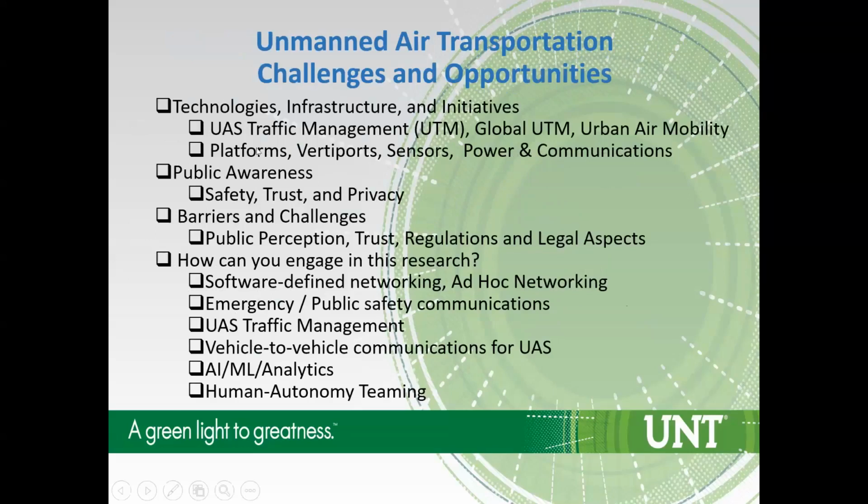In terms of technologies, infrastructure, and initiatives, the primary thing is that the entire world, all civil aviation organizations, are currently working on what we call UAS traffic management. It comes in many names, like for example UTM, urban air mobility or UAM, advanced air mobility or AAM, global UTM. These are different names, but the main thing is how can we integrate drones with, for example, commercial national airspace. Every country is working on it.